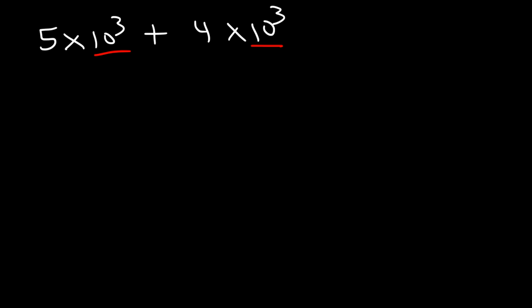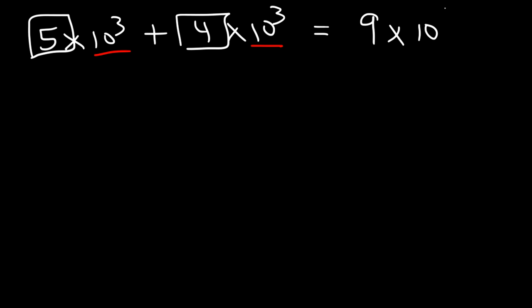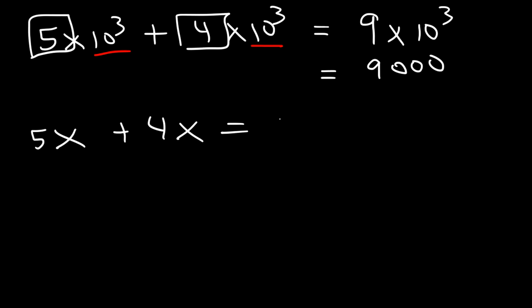Now the next topic in our discussion is the addition and the subtraction of numbers in scientific notation. For example, let's say if we have 5 times 10 to the 3 plus 4 times 10 to the 3. If these are the same, you could simply add 5 and 4. 5 plus 4 is 9, so it's going to be 9 times 10 to the 3, which is 9,000. It's like adding 5x plus 4x, that's 9x. They're like terms.